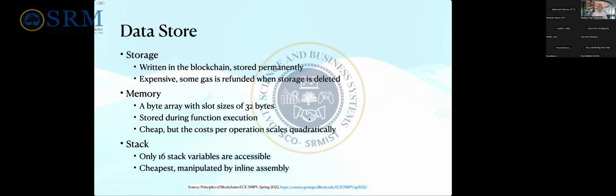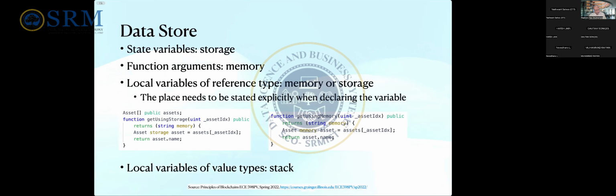For example, all the state variables. Remember what the state variables are? The variables which are defined in the scope of the contract. They are written to the blockchain. So no matter what, if you have a variable at the contract level, it will be stored as part of the contract. That's why it will be written to the blockchain. And function arguments: if you have a function like this with an argument like this, they are stored in the memory of the EVM at the time of execution.